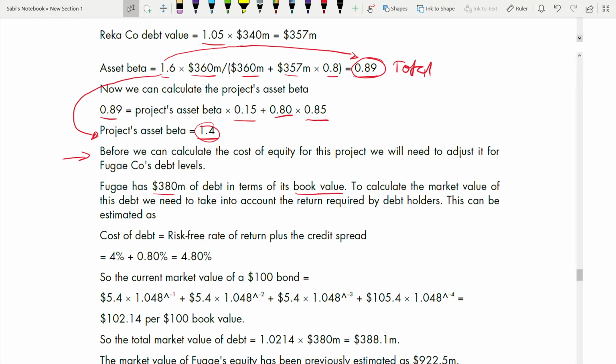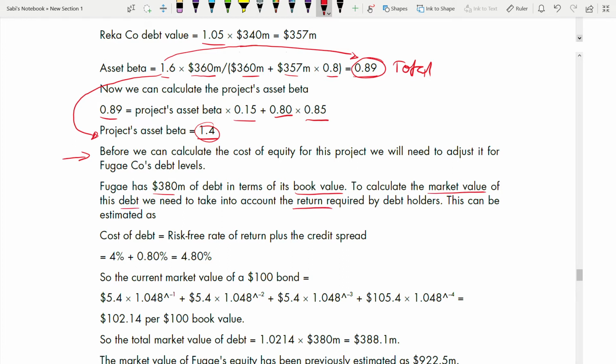Okay. So that 380 only you have to see. Remember, Fugai had a bond, that non-current liability, that 380. There's a bond. So you have to do bond calculation also here now. It becomes more complicated, right? To calculate the market value of this debt, we need to take into account the return required by debt holders. To calculate market value of debt, return is required. Return means cost of debt. Cost of debt also you have to calculate.